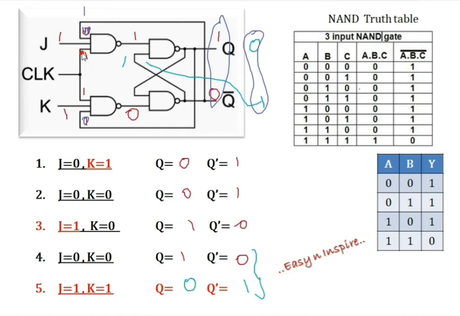1, 1, 1. NAND results 0. So it is 0. 1, 1, 0. It results 1. So one input is 0. Whatever the other input may be, it results 1. Now I am applying this input here. So 1, 1 results 0. So it is 1, it is 0.